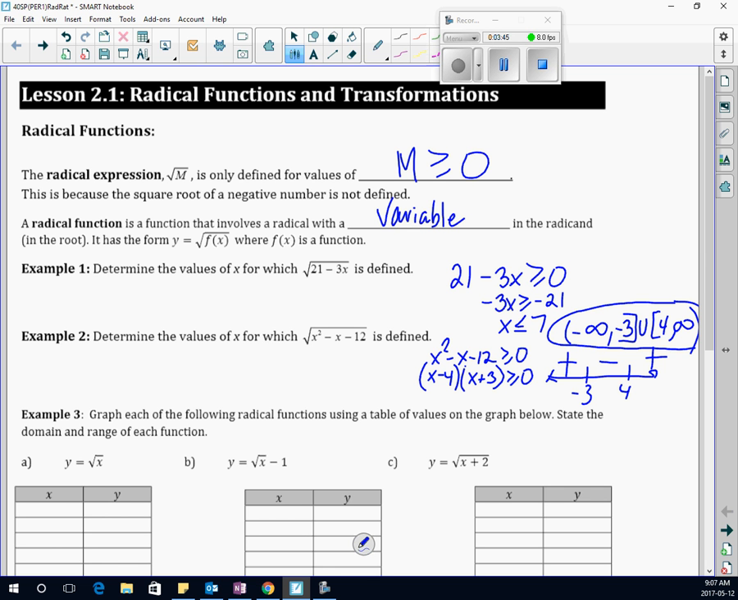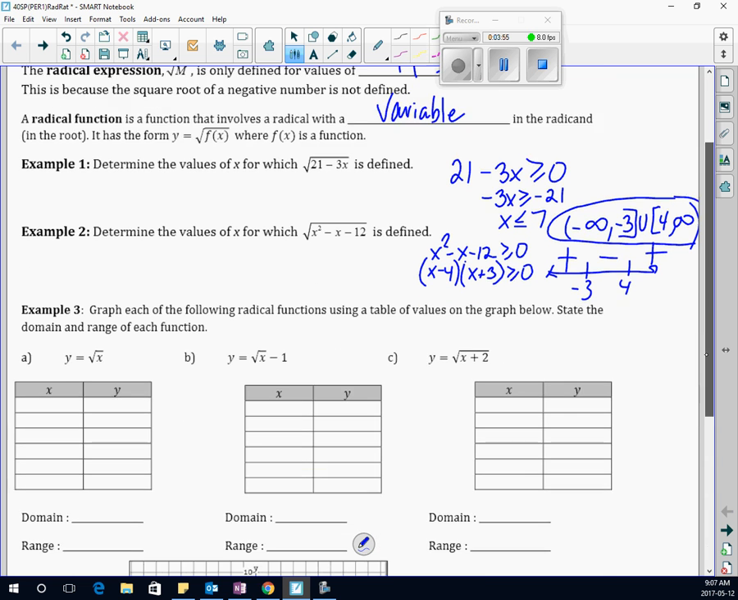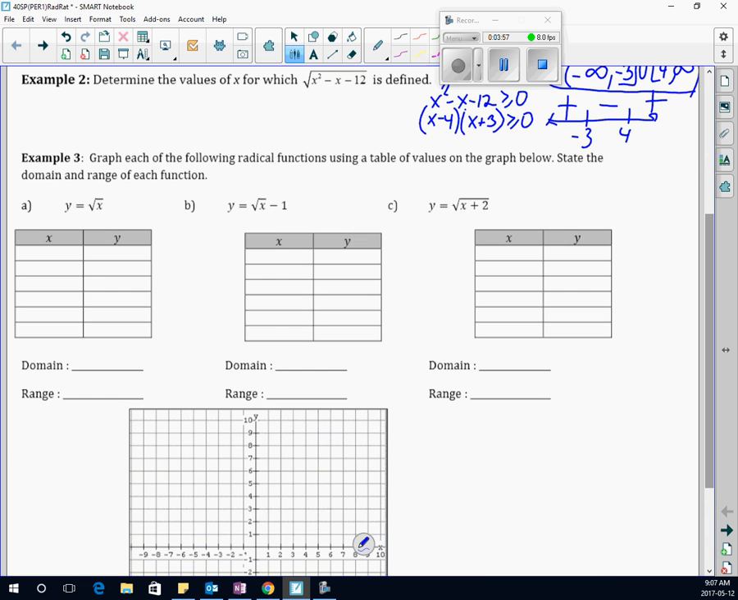You could have said x has to be less than or equal to negative 3, or x has to be greater than or equal to 4. Yes? It's easier to do it in interval notation. Okay, so we're going to graph these.